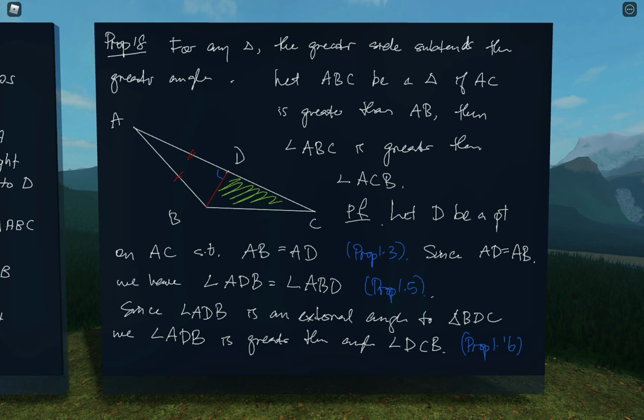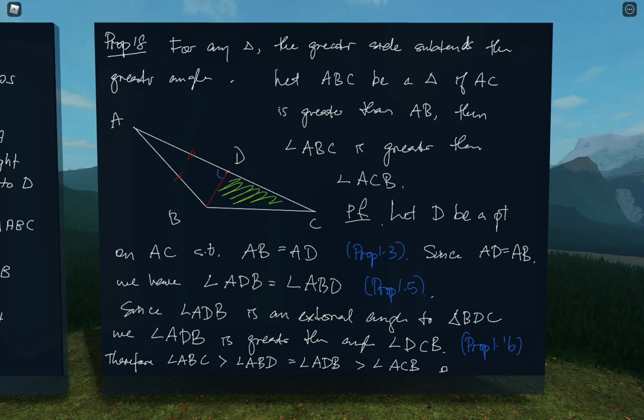And so what we're trying to do is show that angle ABC is greater than angle ACB. Therefore, angle ABC is greater than angle ABD. This is equal to angle ADB, which is greater than angle ACB.